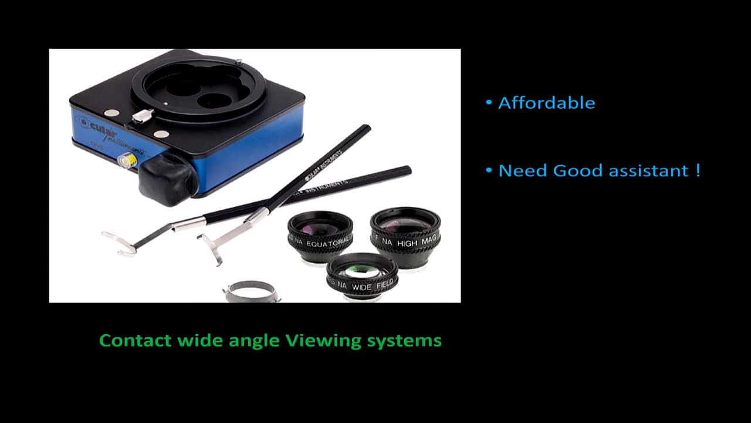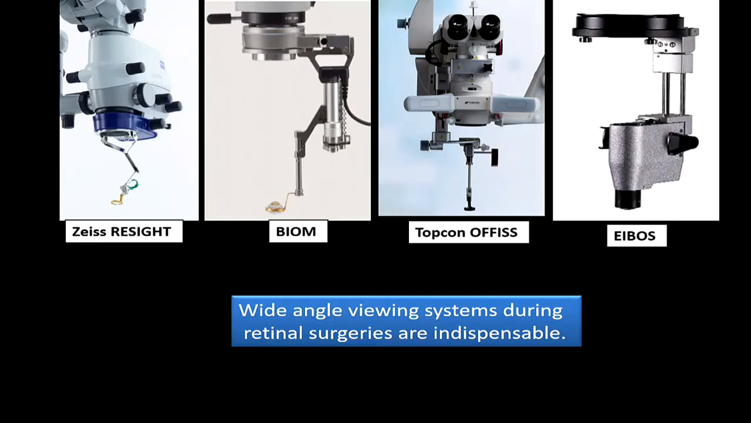So contact wide-angle viewing systems are the most affordable viewing system. You just have to buy the lens and the inverter. But the only thing is you require a very good assistant to assist you during the surgeries. And the focusing is very easy in these cases. Just have to put the lens, invert it, and use your microscope to focus. That's all.